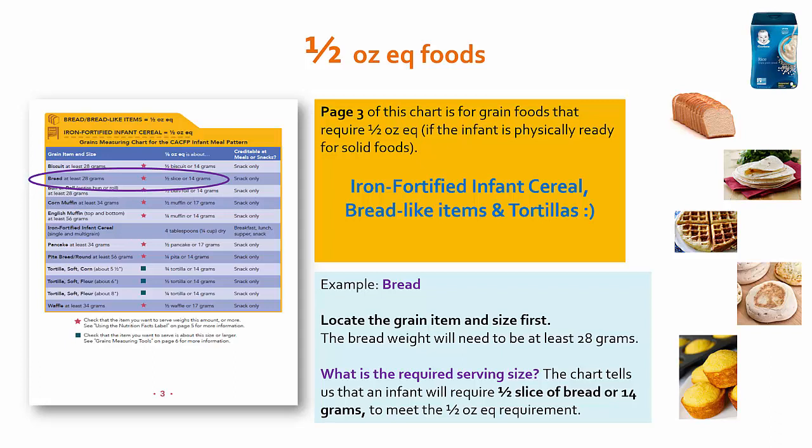Let's get started with an example for that. We are going to locate bread on the chart, and the bread weight will need to be at least 28 grams as stated in the chart. So what is the required serving size for an infant? The chart tells us that an infant will be required to be served half a slice of bread, or 14 grams, to meet the half an ounce requirement.